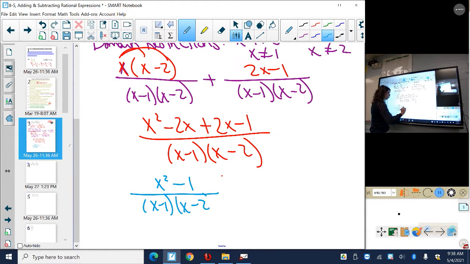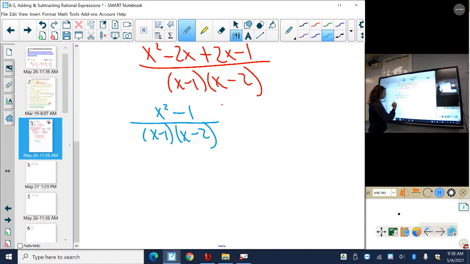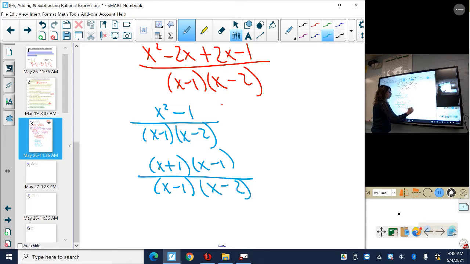times x minus 2. I'm not done because now this is a problem from 8.4, because now that it's one fraction, I can go ahead and treat this exactly like I treated all my last 2 homework assignments. So I need to factor that numerator completely, so that's going to give me an x plus a 1 times an x minus a 1 all over x minus 1 times x minus 2.